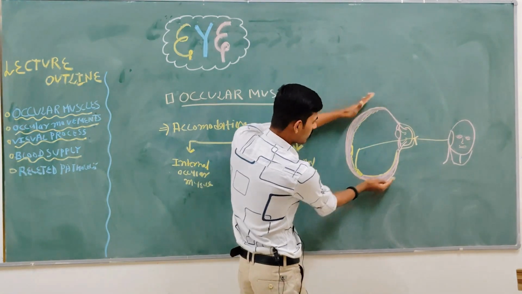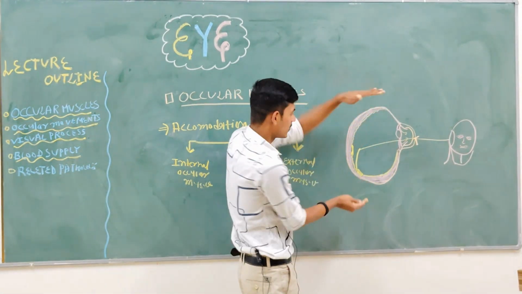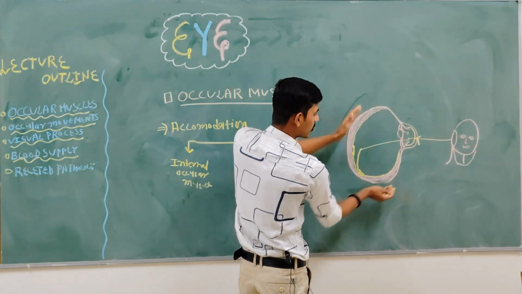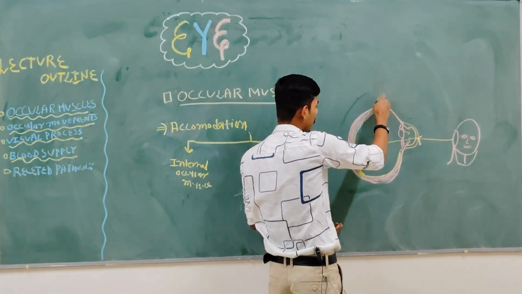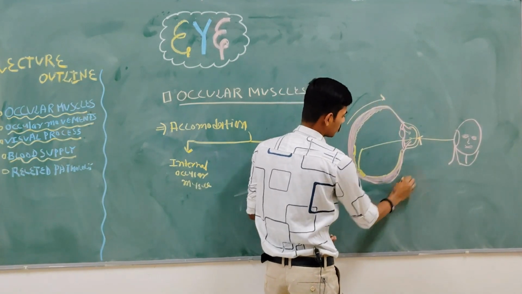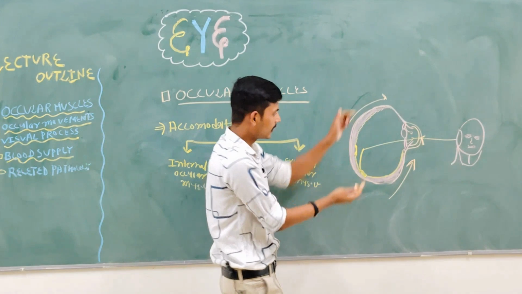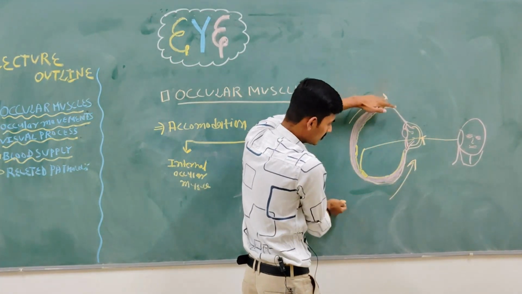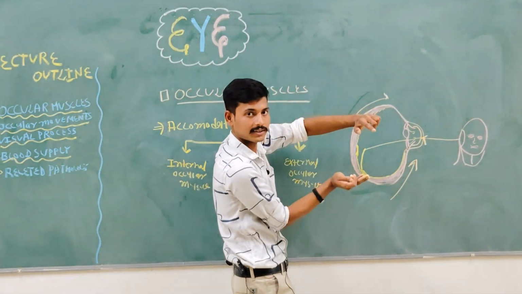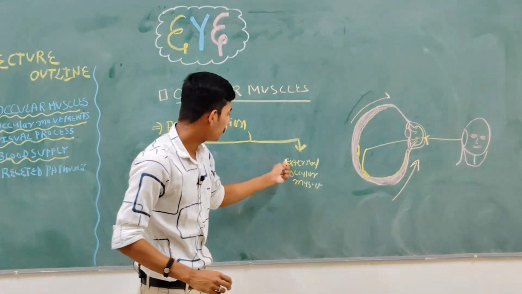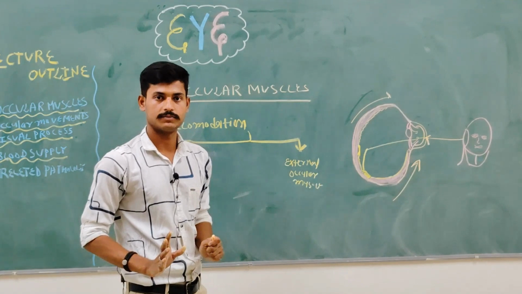They move the whole eyeball. Sometimes if we have to look above, the eyeball has to move this way. If I have to look upside, I have to move this side. If down, then this side. If laterally, then this side. These movements are accomplished by the help of the external ocular muscles.